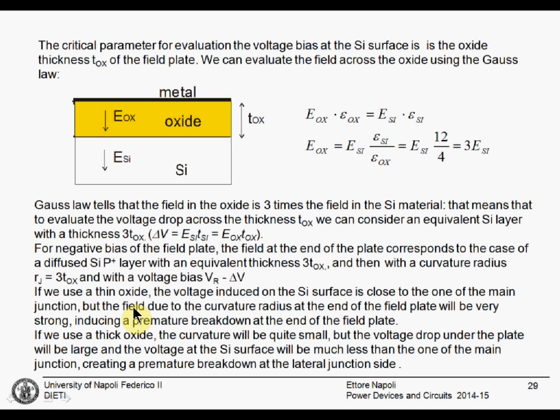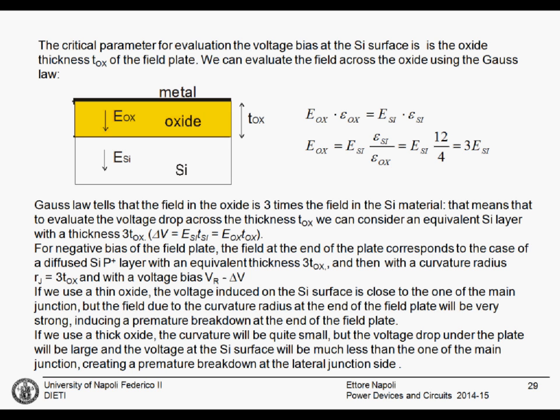On the other hand, if we use a thick oxide, the curvature at the end of the field plate will be very small, but the voltage drop under the plate on the oxide will be large. This means that the voltage at the silicon surface will be very small, much less than the voltage on the main junction. And this means that the field plate is not effective in this case either, because we will have a breakdown near the main junction.